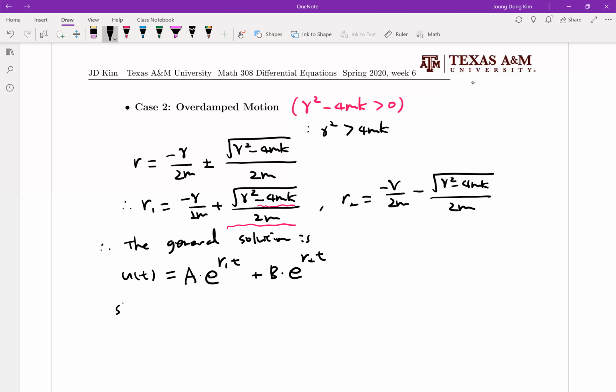So since my r1 and r2, both of them are negative, what does that mean? I'm talking about the exponents r1 and r2 being negative. Then my u(t) goes to 0 as t goes to infinity. Does it make sense? Okay.